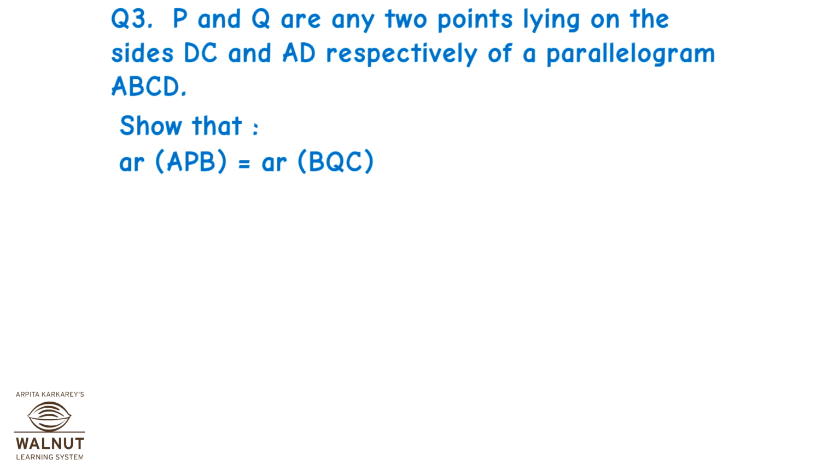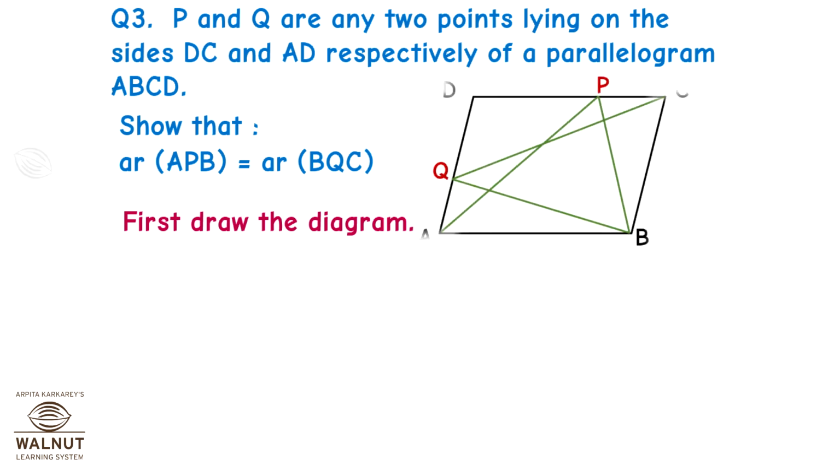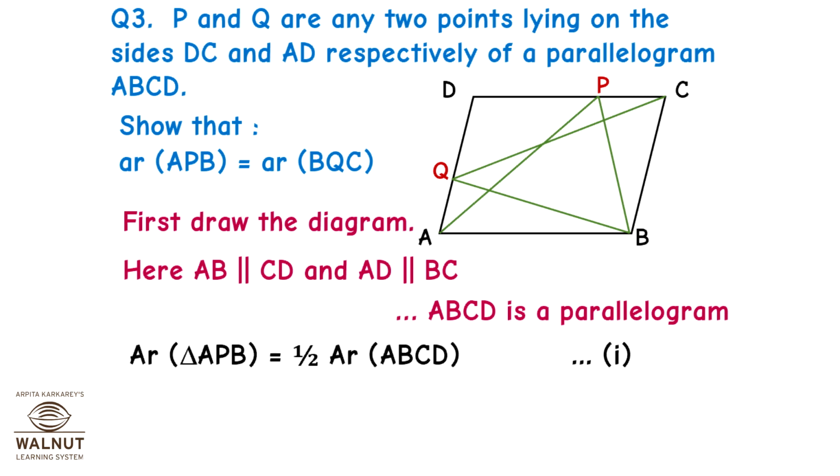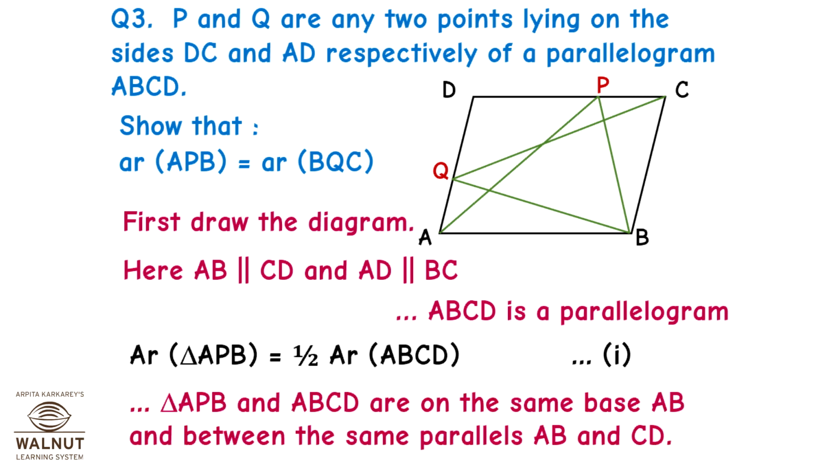Question 3. P and Q are any two points lying on the sides DC and AD respectively of a parallelogram ABCD. Show that area APB is equal to area BQC. First, draw the diagram. Here, AB is parallel to CD and AD is parallel to BC, since ABCD is a parallelogram. Area triangle APB is equal to half of area ABCD. Let this be 1. Triangle APB and ABCD are on the same base AB and between the same parallels AB and CD.